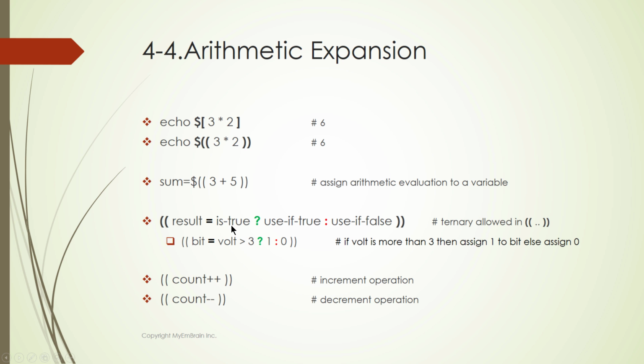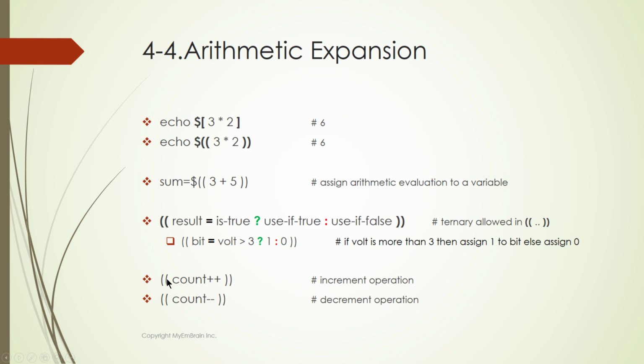Otherwise, if this text yields a false result, use the value after the colon here to store into the variable on the left side of the assignment. For example, if the value stored in variable vote is greater than 3, then store 1 into the variable bit, otherwise store 0 into the variable bit. Note that within the double parenthesis operator, the dollar sign is not required in front of the variable in order to retrieve the content stored in it.